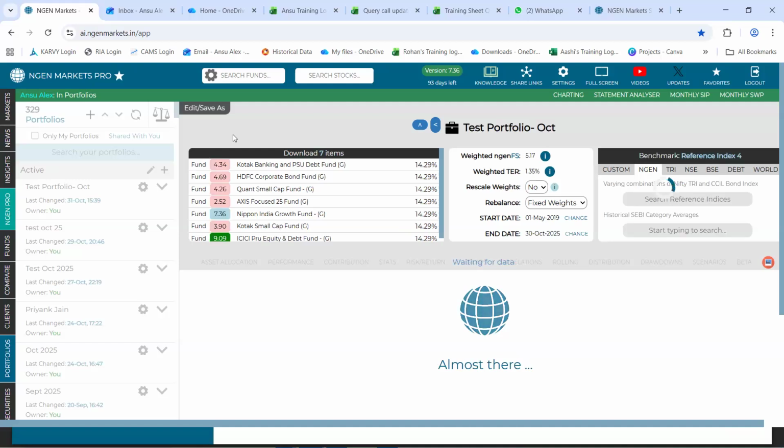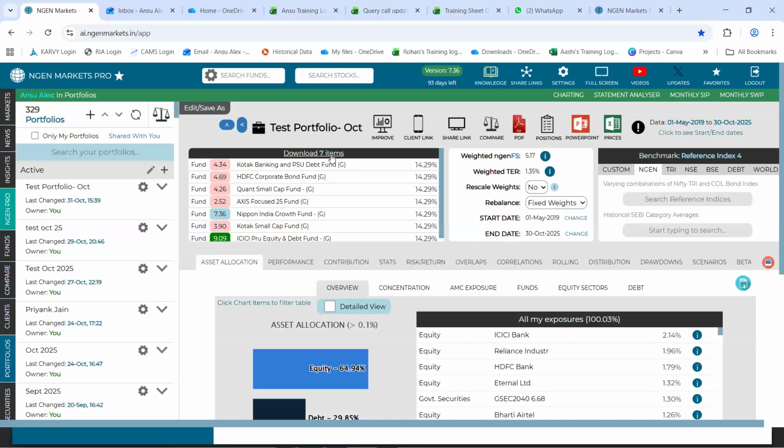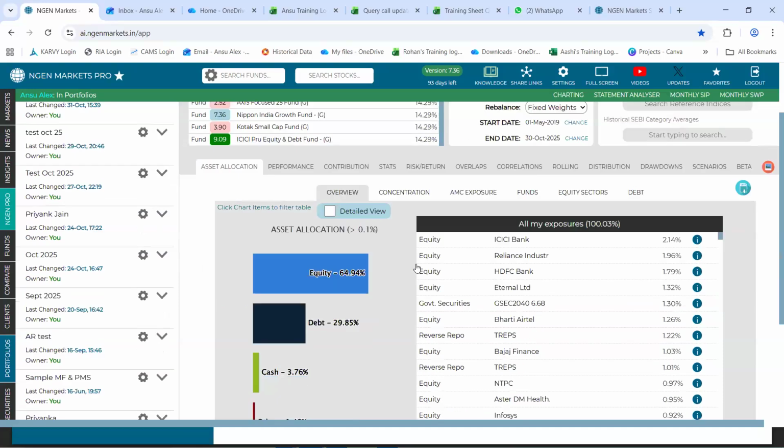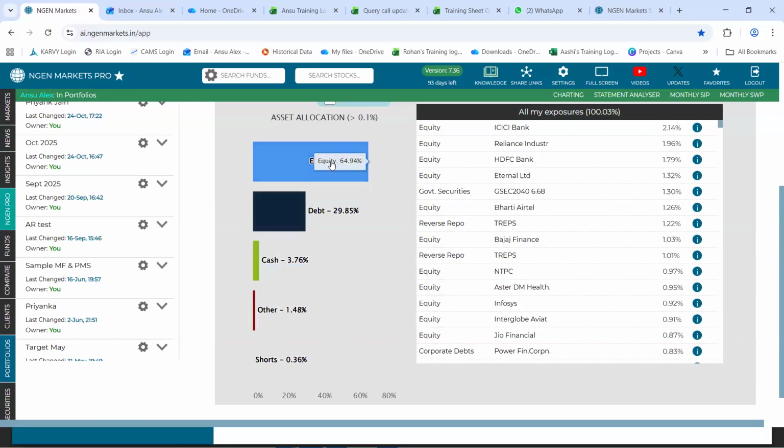So when you load this portfolio, you could see that this is a specific 7 fund portfolio. These are the list of funds, and currently you see their allocation is equally weighted to an extent of 14.29%. And this portfolio is an equity and debt based portfolio. Maximum allocation, 64%, goes towards equity and 29% is towards debt, and the remaining is with cash.